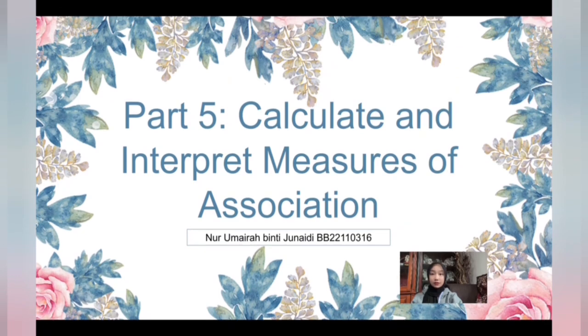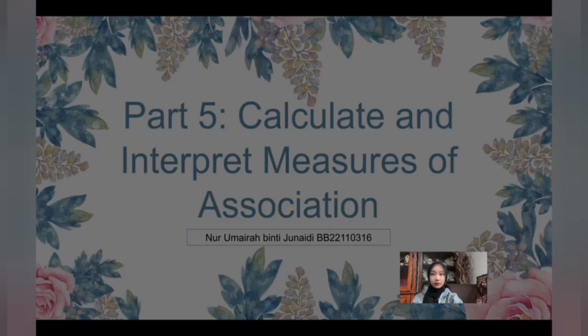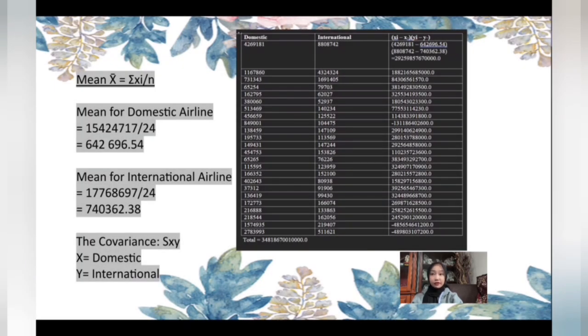My name is BT1270316, and I'll be continuing the last part, which is part 5, calculating and interpreting measures of association. First thing first, we will need to find the mean for both domestic airline and international airline. Mean for domestic airline is 15,424,717 divided by 24, which will get 642,696.54. As for mean for international airline, we will get 17,768,697 divided by 24, we will get 740,362.38.